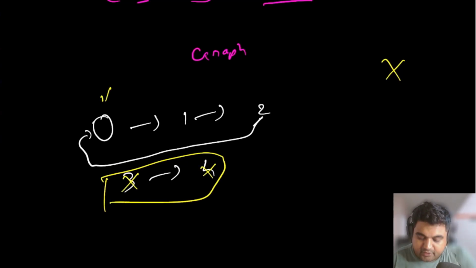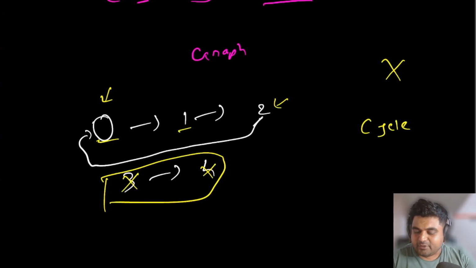But now in order to complete course number 0, we will have to complete course number 1. In order to complete course number 1, we will have to complete course number 2. In order to complete course number 2, we will have to complete course number 0. So we are running inside a cycle and we would never be able to get out of it. And that is the whole crux of the problem.